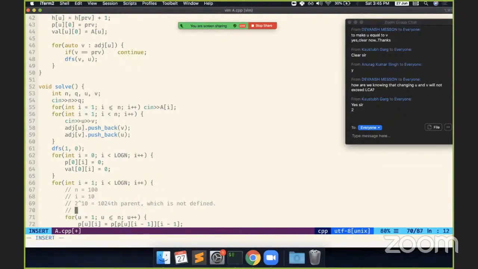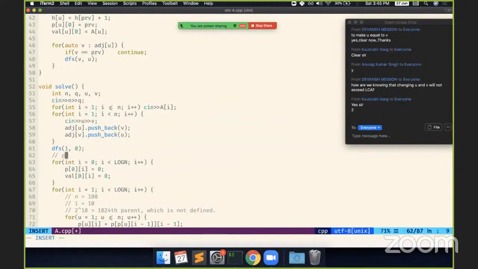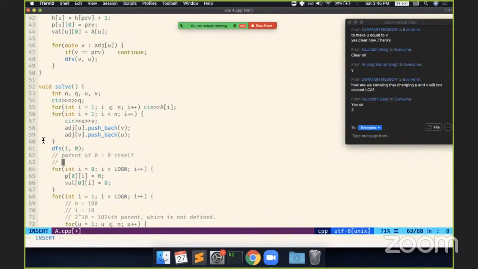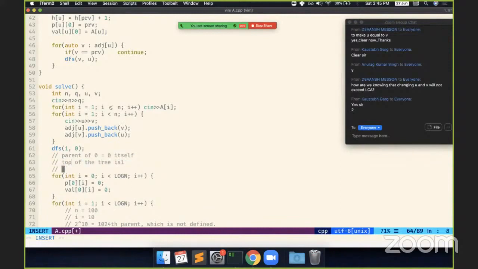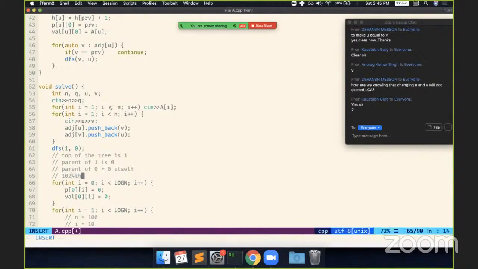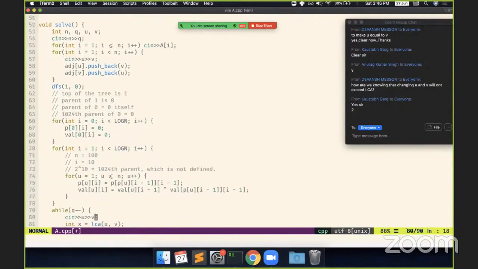But our implementation still works. Why? Because I do a very hacky thing here, which is I say parent of 0 is 0 itself. So basically it's a self loop at the top of the tree. The top of the tree is 1, parent of 1 is 0, and then parent of 0 is 0 itself. So it keeps on looping over there. So the 1024th parent of 0 is also 0 by definition, right? So you don't have to care about that nitty-gritty detail of whether you can go up to capital log n or not.